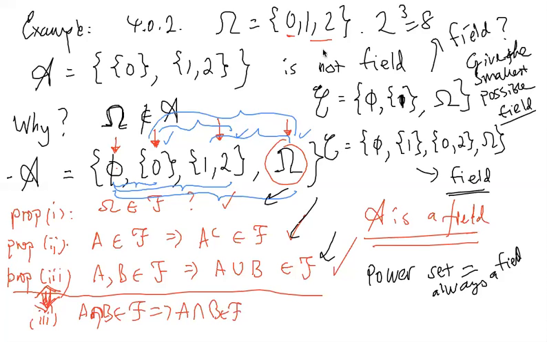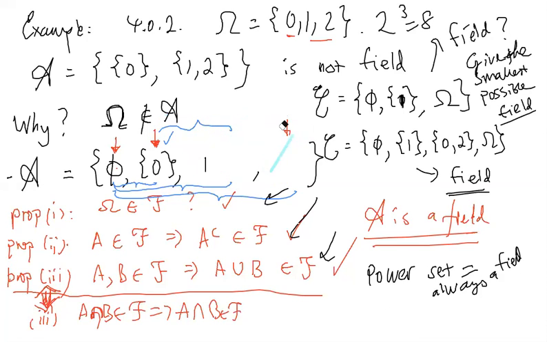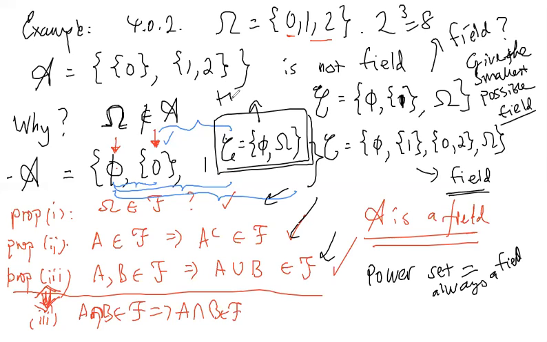Yeah, that's correct. So you basically just take the following. Okay, so this is definitely a field. This is what we call a trivial field. There's no other interesting sets inside it except the empty set and omega itself.